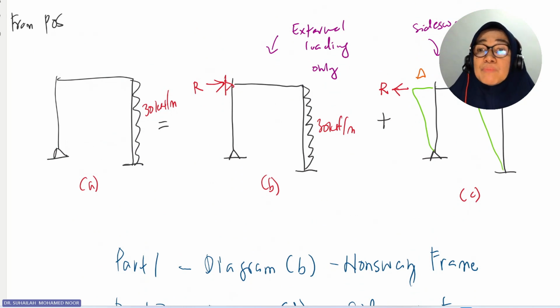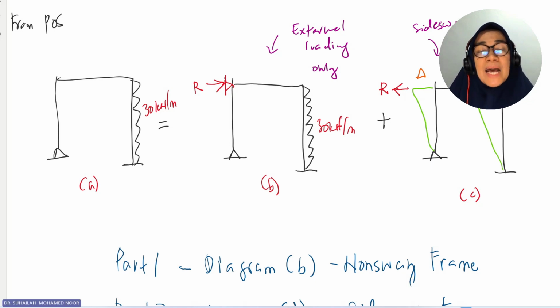Due to the principle of superposition, diagram A has a combination of external loading and delta. We apply the principle of superposition because when we calculate FEM, we have to calculate the external loading and the delta separately. We cannot combine them in one formula. So we have to have one frame where we can calculate FEM due to external loading only, because the W is a known value. That is why we change the condition of the frame to be a properly restrained frame.